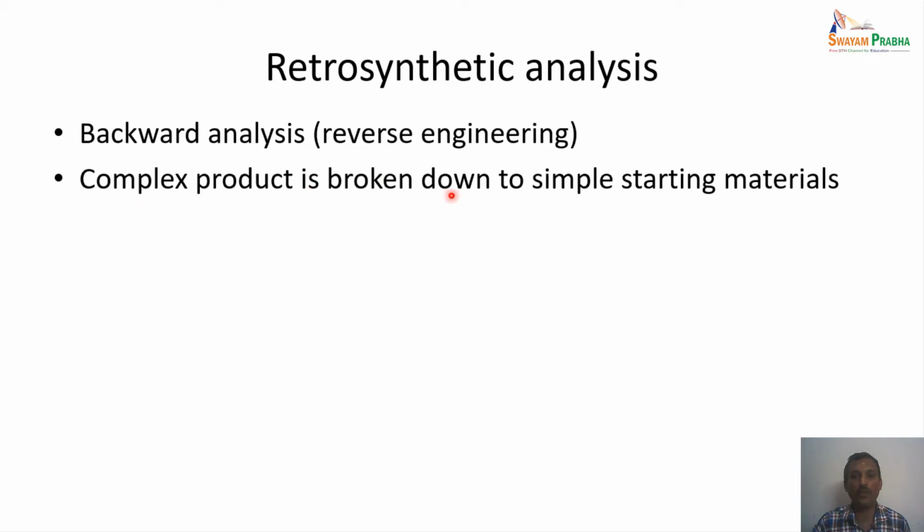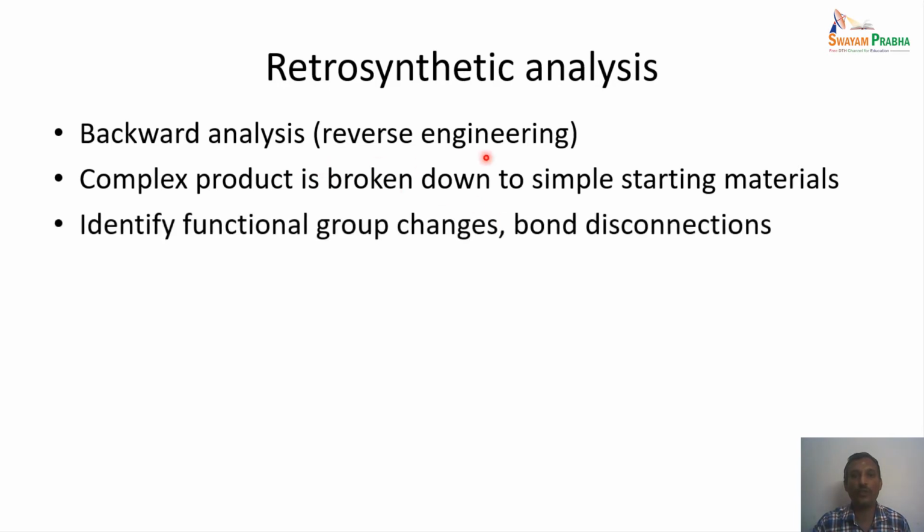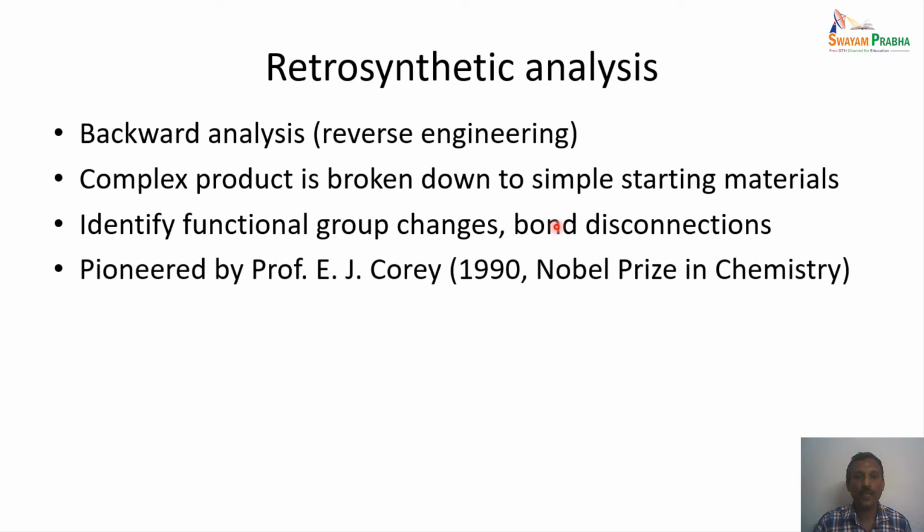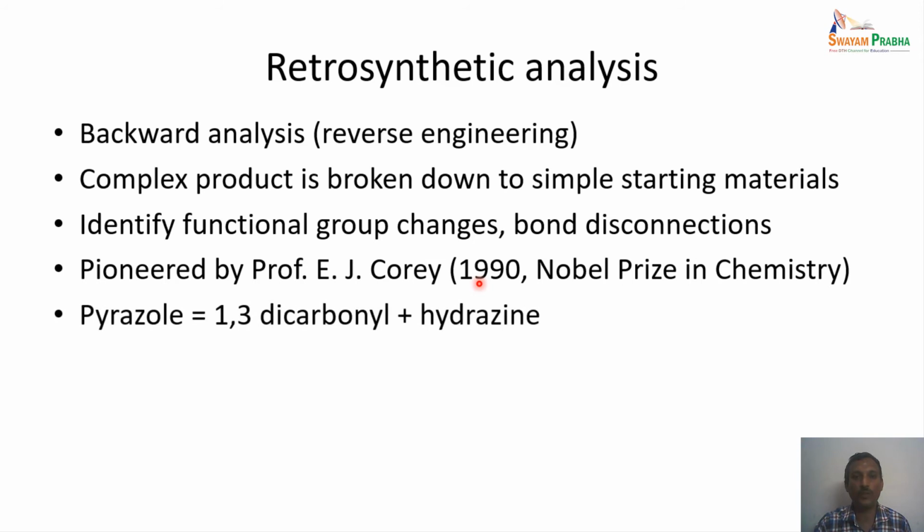The complex product is broken down into simple starting materials, which is similar to reverse engineering. And here we need to identify the functional groups that are undergoing changes, and the different types of bond disconnections that are possible. These are the two crucial steps which are essential for designing a retrosynthetic analysis. This method was pioneered by Professor E.J. Corey. He is a Nobel laureate in chemistry in 1990. He received his Nobel Prize.